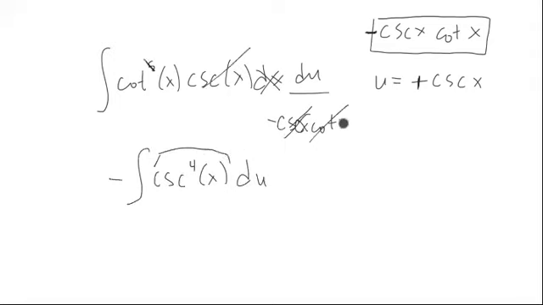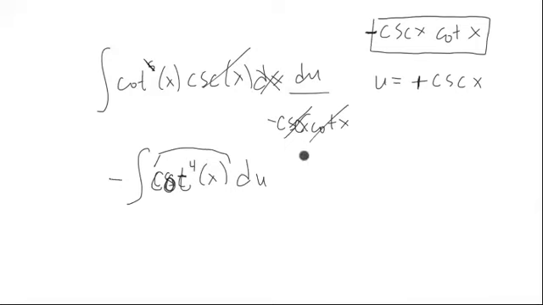Now u is, oh, that's a cotangent. Sorry. That was a cotangent right there. Cross out one of the powers, so it's cotangent to the fourth of x. We need to write this in terms of u, which is cosecant. How do you write cotangent in terms of cosecant?